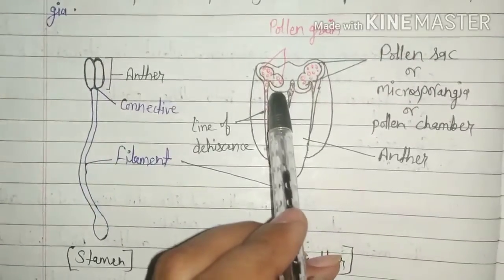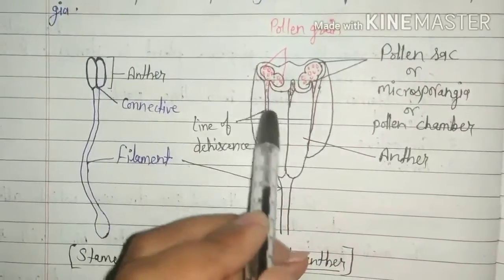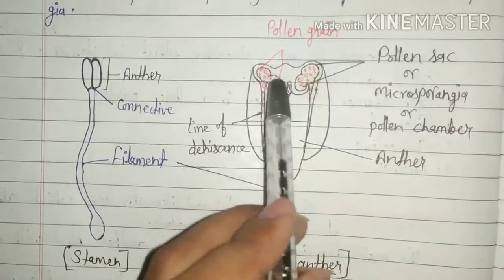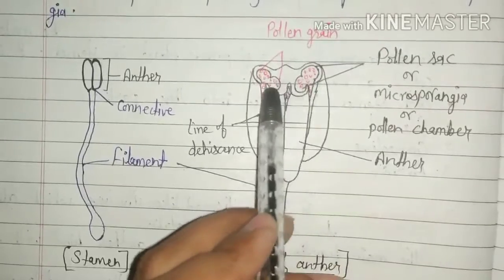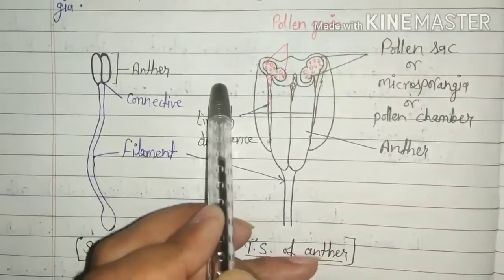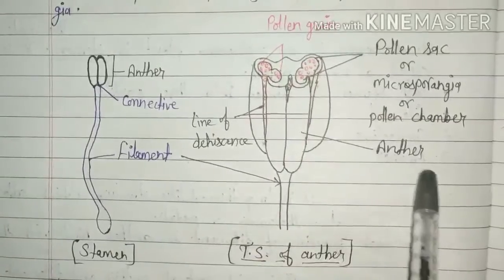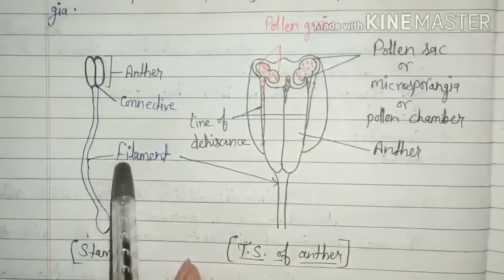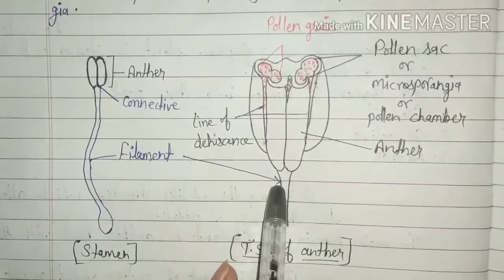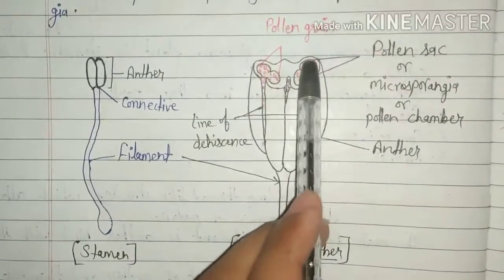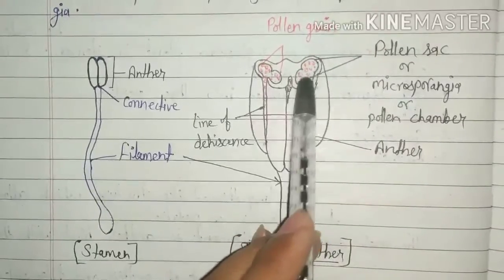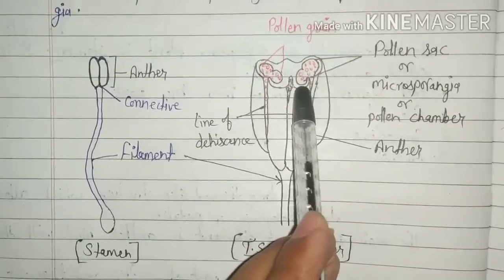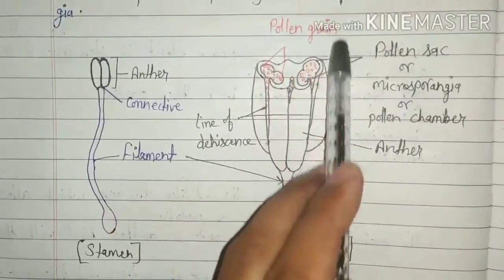After maturation, the line of dehiscence ruptures and pollen grains are poured outside the anther for pollination, and this is the filament part. It means there are 4 chambers or 4 pollen sacs or 4 microsporangia in which pollen grains are developed.